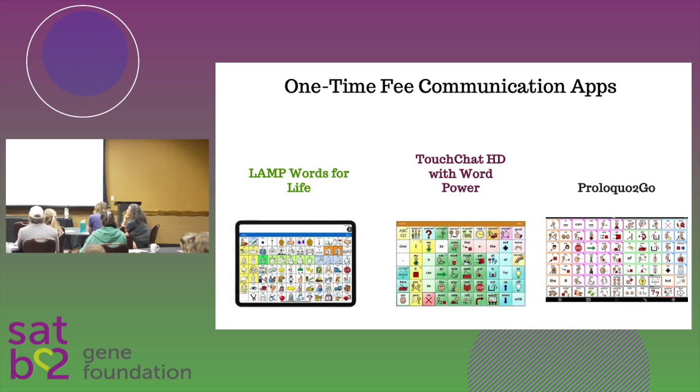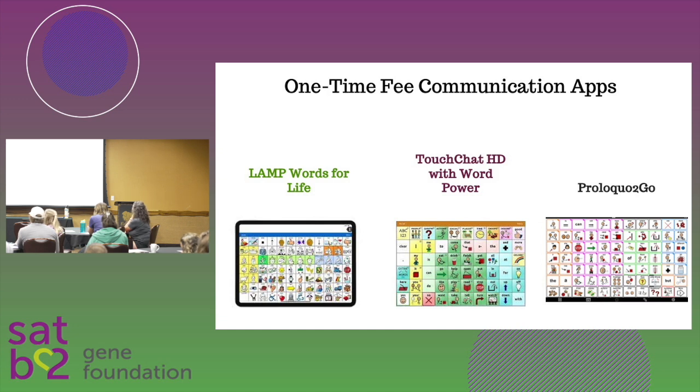So the main difference is that LAMP Words for Life is the only one up here where you're always going to have an 84 grid. There are 84 buttons on that home screen, and you can mask or hide some of them, but you can't change the grid size. It's always 84, and it's always these images. That's a big hallmark of LAMP Words for Life.